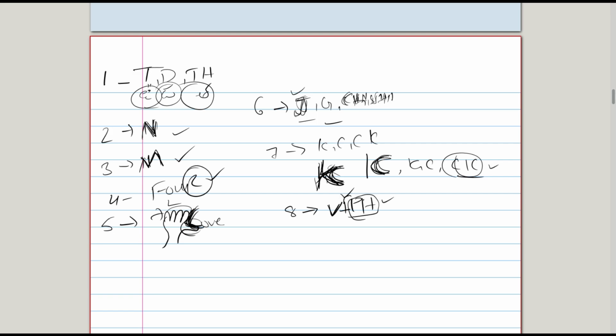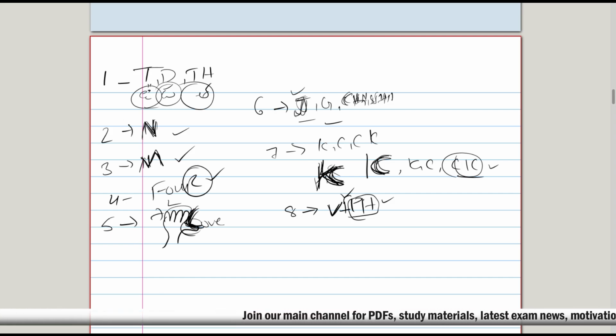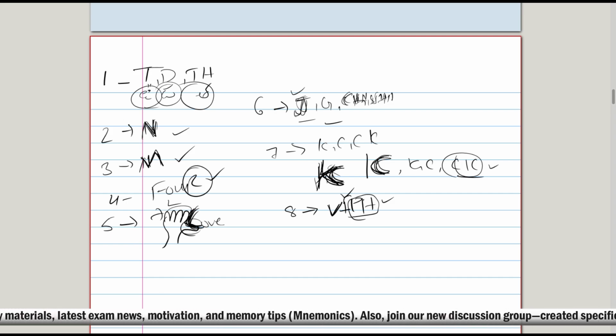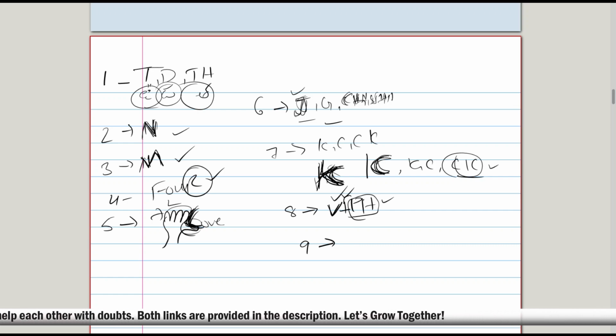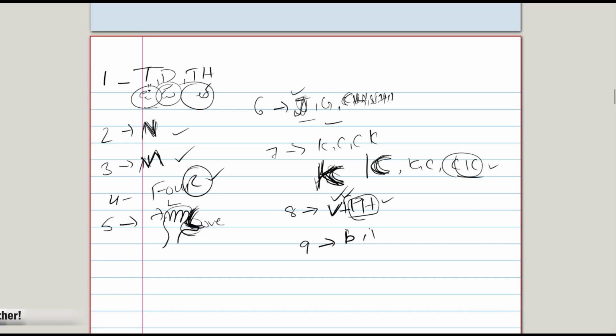Eight stands for a Roman number like this. This is V, this is F, this is P, and this is H. These two combine into a single one, so F, V, P, H. Next one, 9. The water image of 9 is B, and the mirror image is P. So B, P. One is the water image and one is the mirror image.